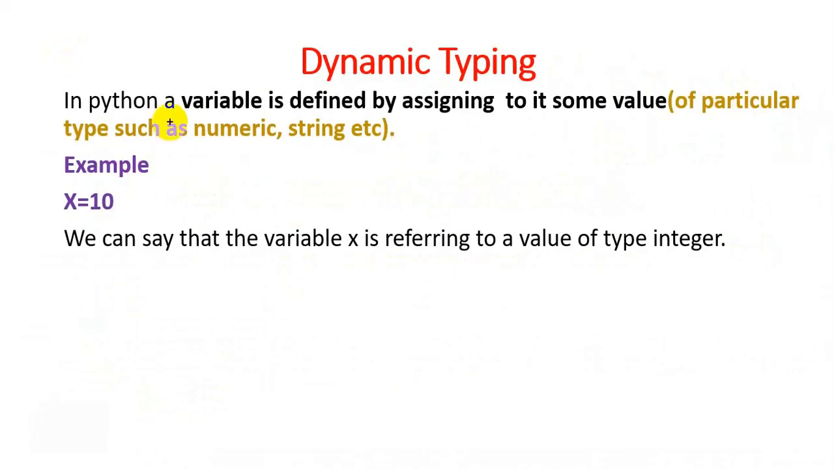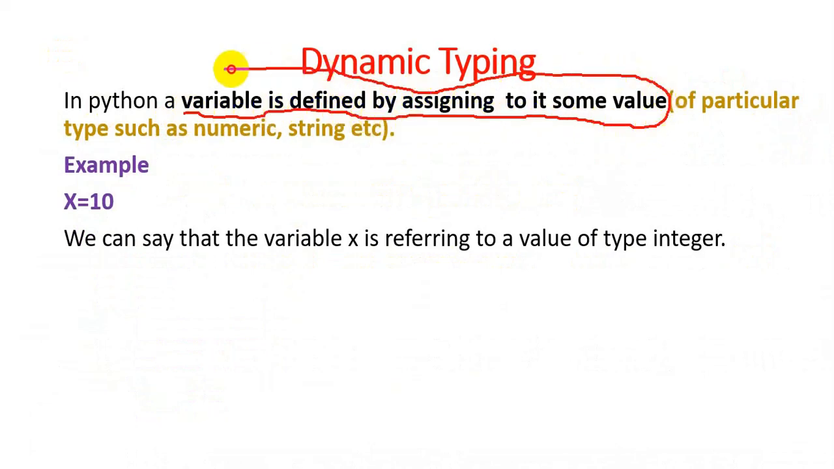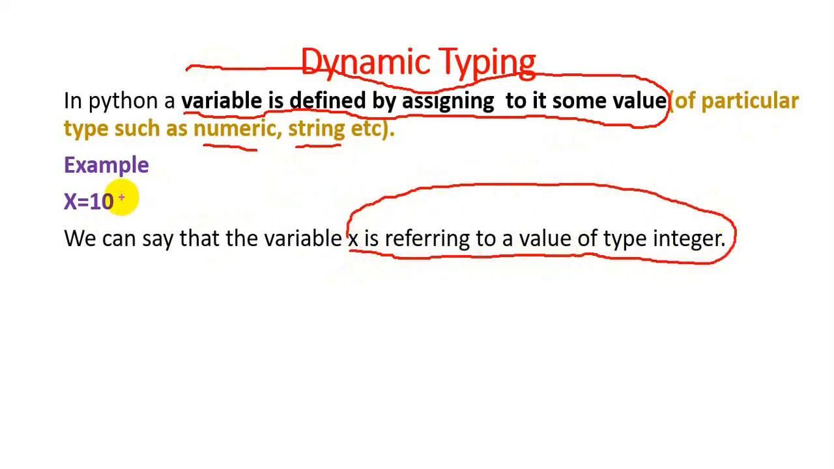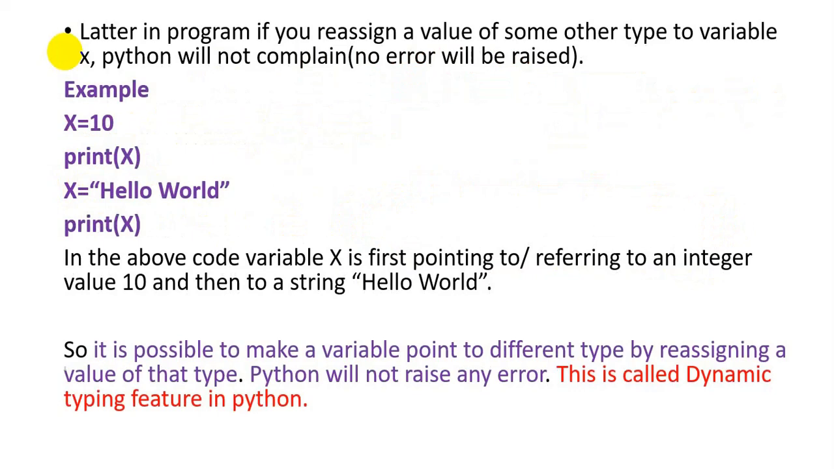In Python, a variable is defined by assigning to it some value. When assigning a value to a variable, it is defined. Any type of value we can assign. It may be a numeric, or a string, or something else like a complex number. X equal to 10, we can say that variable x is referring to a value of type integer. I am assigning x equal to 10. Now x is an integer variable.